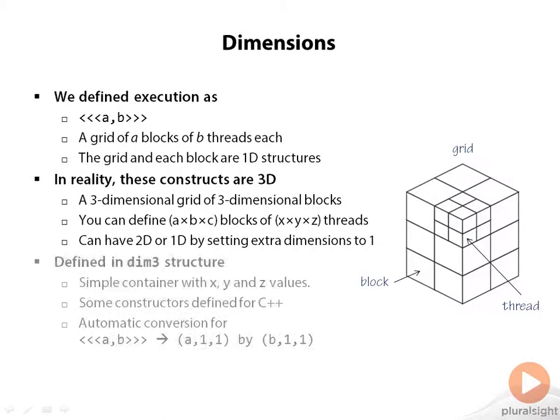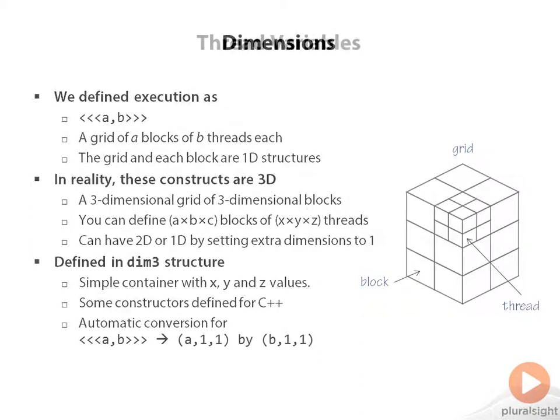Now, to define these 3D arrangements of thread blocks and threads, you use a structure called dim3, which is just a simple structure with 3 integer fields x, y, and z. And it does define a few constructors in case you're using C++. And as you have already seen, there is an automatic conversion from a kind of comma-separated specification. So writing A, comma B effectively gives us an A by 1 by 1 grid of B by 1 by 1 threads.